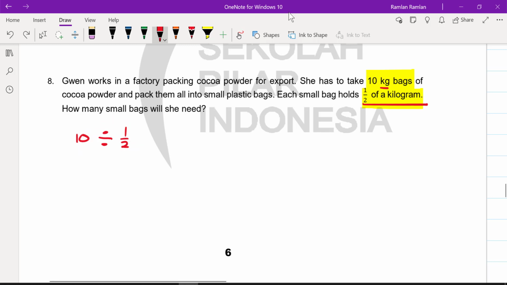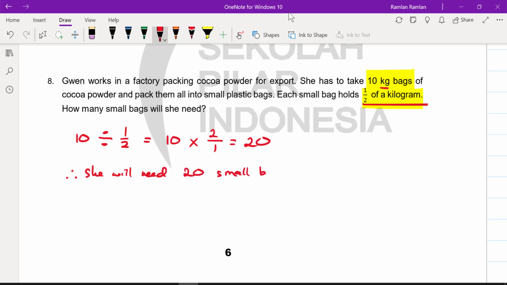As you see, if we have a division like this, we can swap the 1 and 2 and change the division into a multiplication. So this is multiplied by 2 over 1, which equals 20. And again, guys, because this is a story problem, or word problem, write down a sentence as a conclusion. So she will need 20 small bags. That's it.